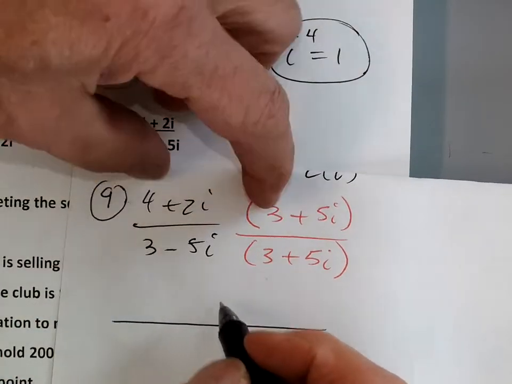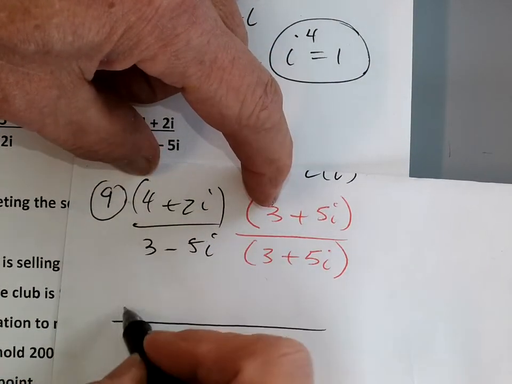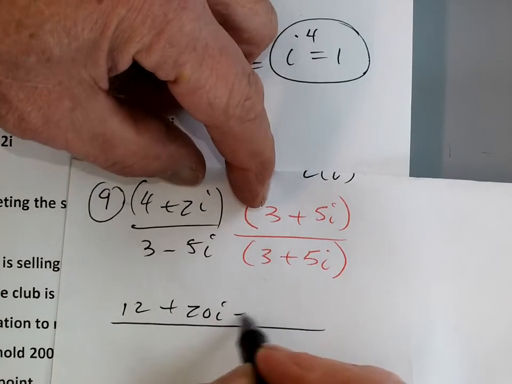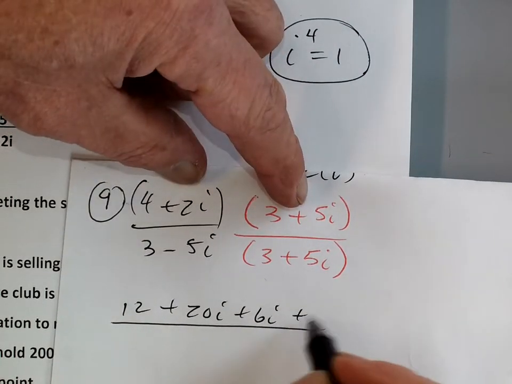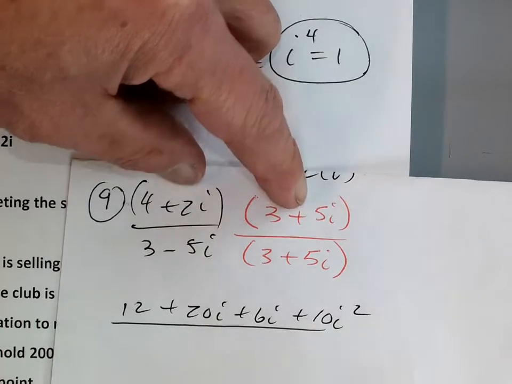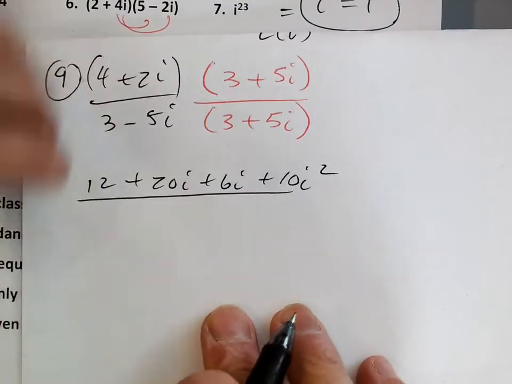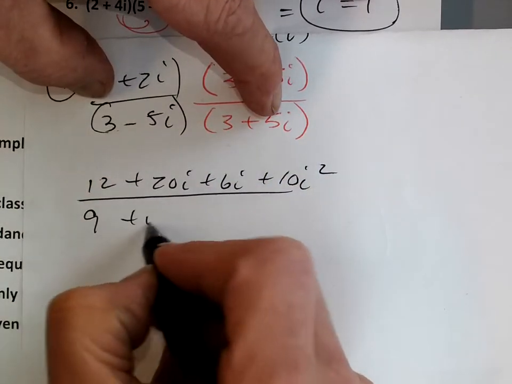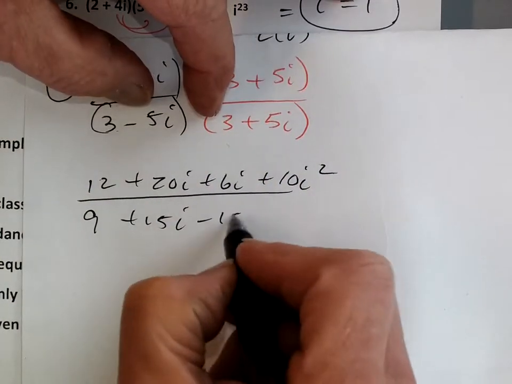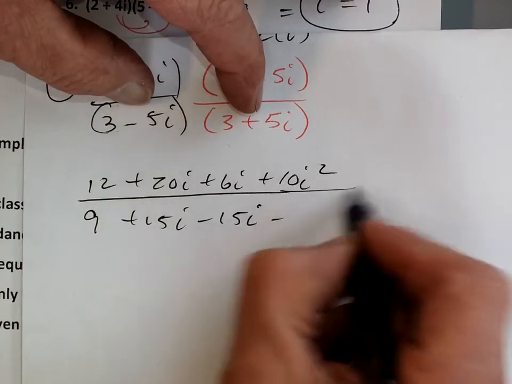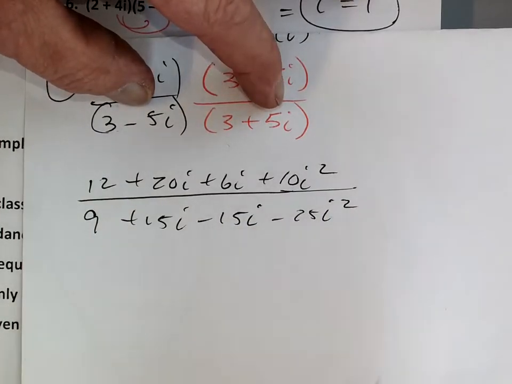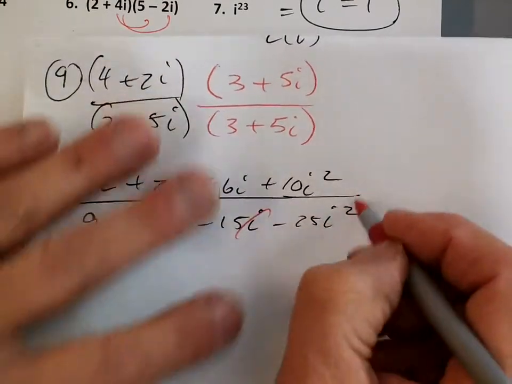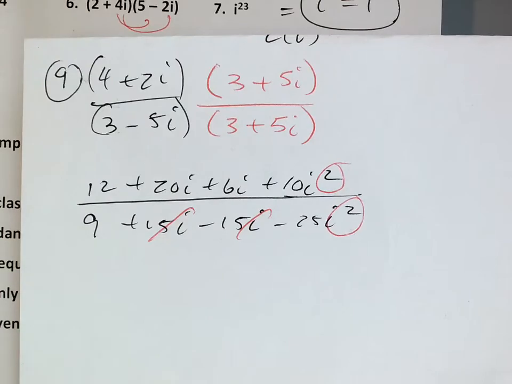So watch. First I'll do the numerator. I'll FOIL. I'll get a 12 plus a 20i plus a 6i plus a 10i squared. Okay? And in the denominator, I'll get a 9 plus a 15i minus a 15i minus a 25i squared, right? Okay, now let's see what we got. These two cancel. I like that. These become -1. So let's do that.